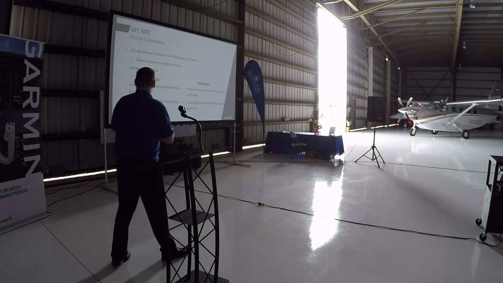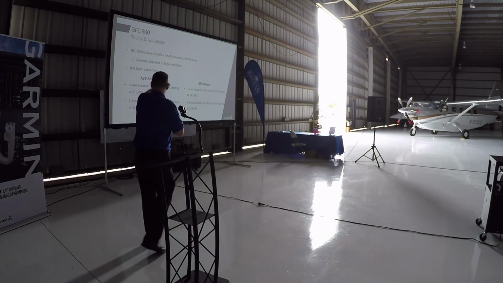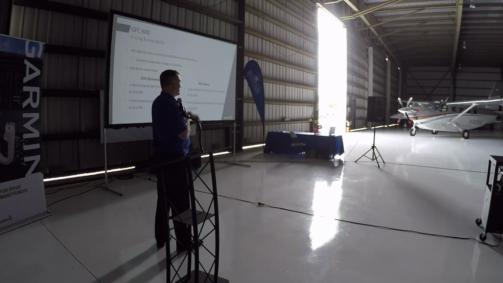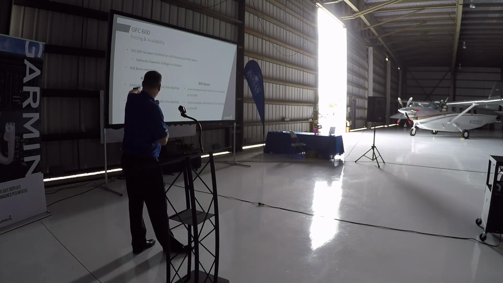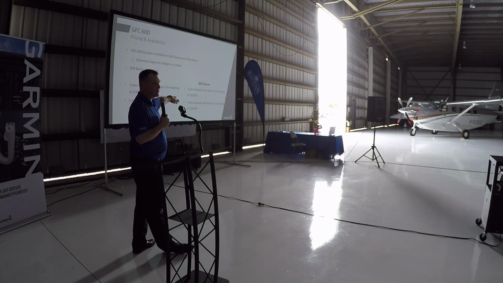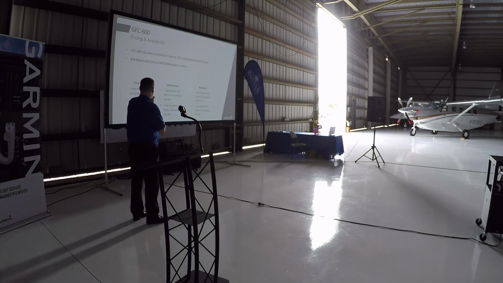Just some of the pricing and delivery information. So GFC 600 has been certified in the A36, B55 variant. I apologize, I forgot to update this. It's already begun. That was last October. The prices depend on the aircraft and which configuration you get, but the GFC 600 will range from $19,000 to about $29,000, depending on how many servos you get and if you get electric pitch trim. The 182, Bonanza and B55 ranges from about 15 to 29.